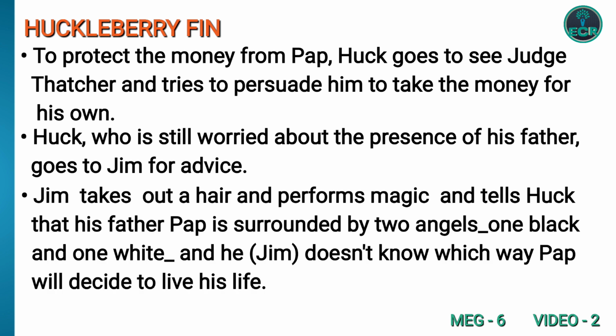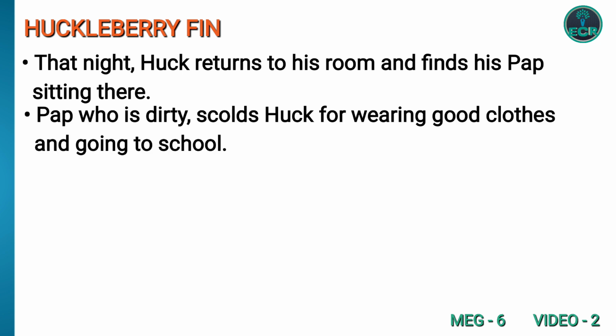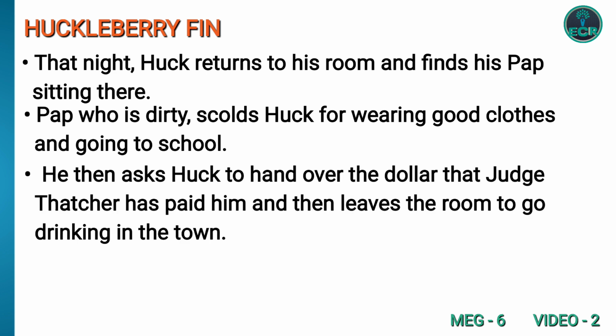Jim takes out a hair ball and performs magic and tells Huck that his father Pap is surrounded by two angels, one black and one white, and he doesn't know which way Pap will decide to live his life. That night, Huck returns to his room and finds Pap sitting there. Pap, who is dirty, scolds Huck for wearing good clothes and going to school. He then asks Huck to hand over the dollar that Judge Thatcher has paid him and then leaves the room to go drinking in the town.